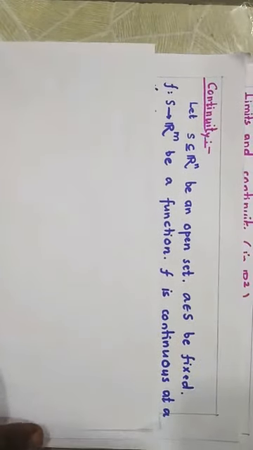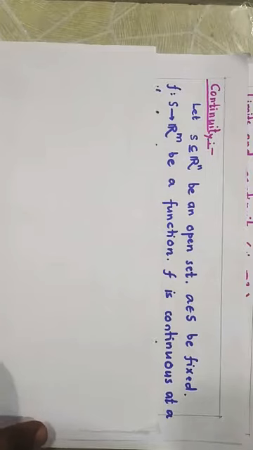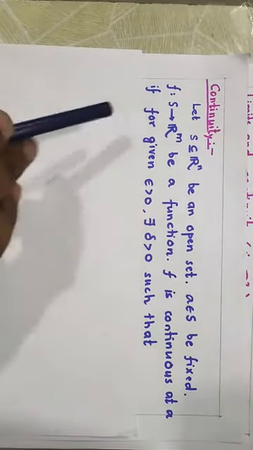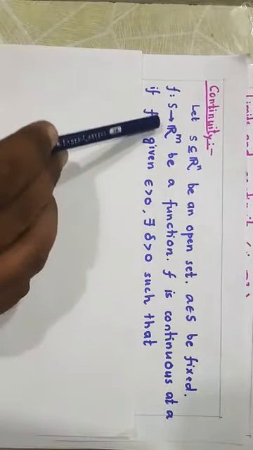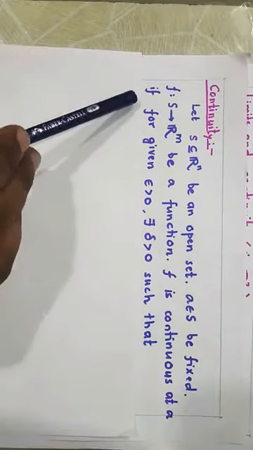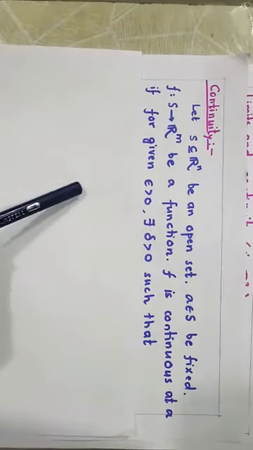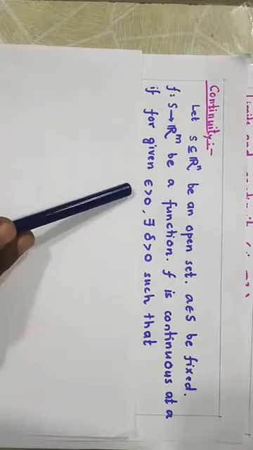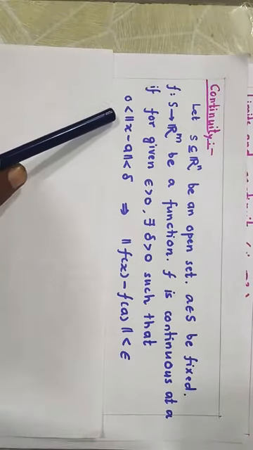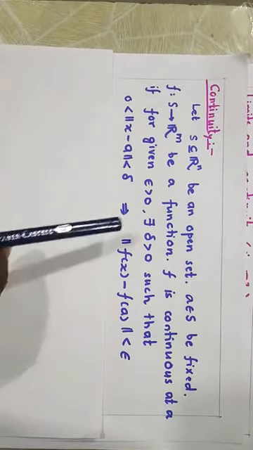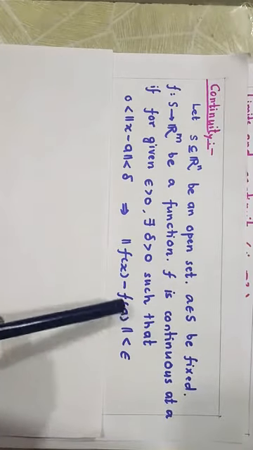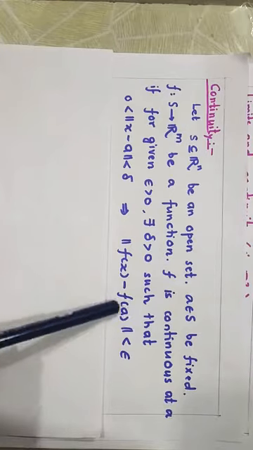Once again, let S be an open subset of Rn and a be any fixed point in S. If f is a function from S to Rm, it is a vector valued function. f is continuous at a if, this is the epsilon delta definition of continuity, for a given epsilon positive, there is some delta positive such that whenever norm of x minus a is less than delta, this implies that norm of f of x minus f of a, in the limits we have taken here L, the value of the limit.